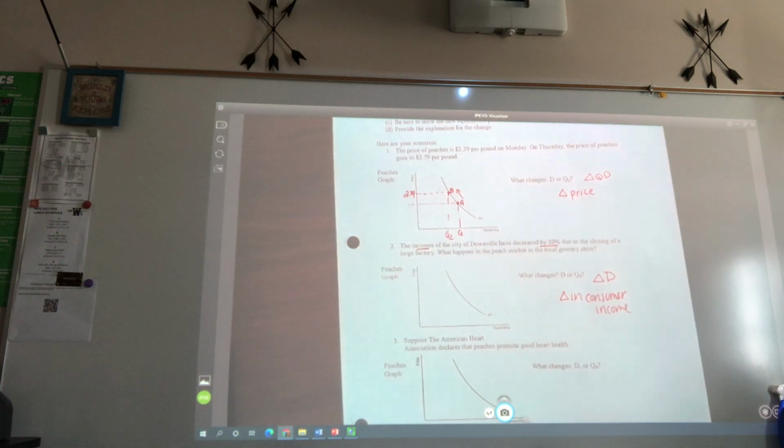Okay, good questions. So if we see that our incomes are decreasing by 20%, you said this is a change in demand, there's a change in consumer income. So what is going to happen to the demand for peaches at the local grocery store? It's going to go left or right? To the left.